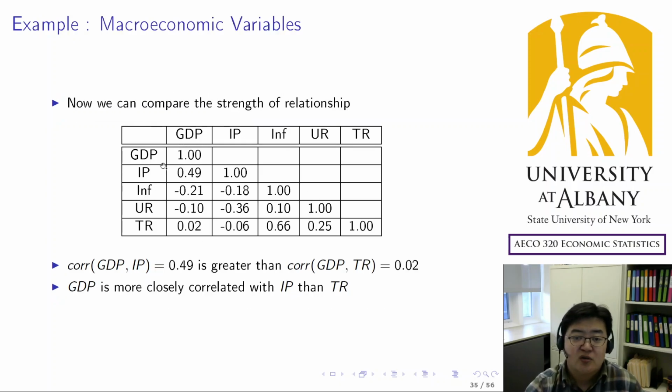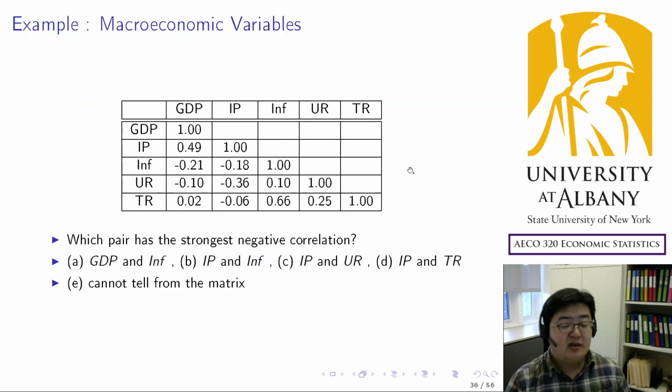For example, the correlation between GDP and IP is 0.49 and compare that to GDP and treasury bill rate, 0.02. So now you can compare. Industrial production has stronger relationship with the GDP than the treasury bill rates. Okay? So now you can compare the strength of the relationship. And of course, the signs mean the direction, so signs are easier to interpret.